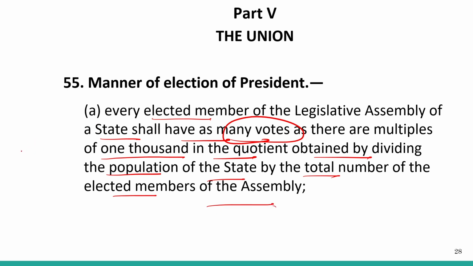It means, let's take an example, that there are 10,000 persons in one state, 10,000 only. And there were 10 seats that were given to that particular state. Elected members of the legislative assembly of the state shall have as many votes as there are multiples of 1000 in the quotient obtained by dividing the population of the state by the total number of elected members of the assembly.